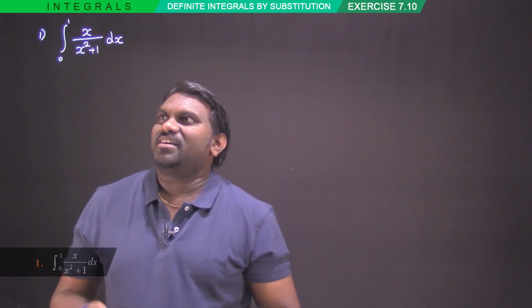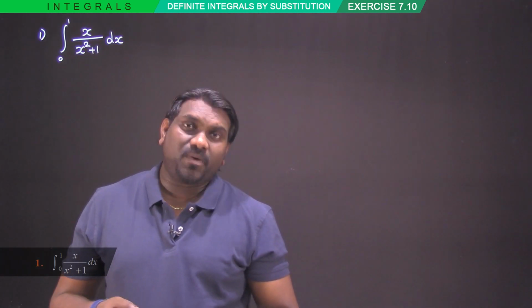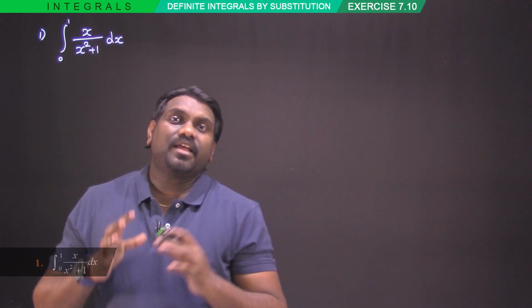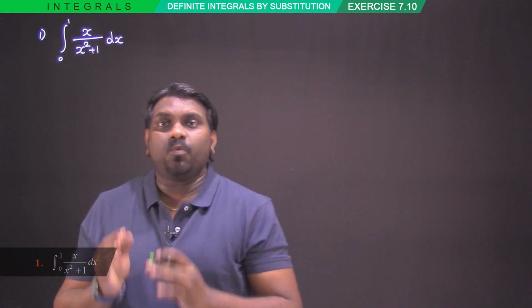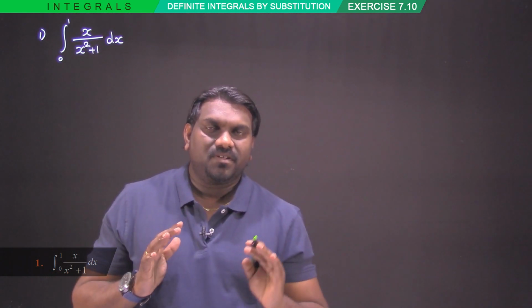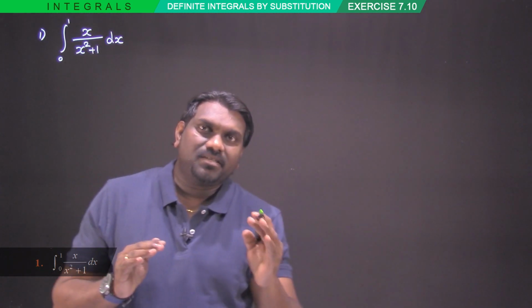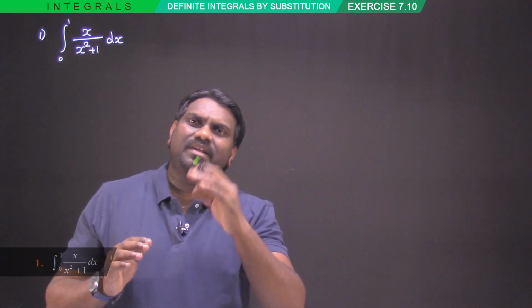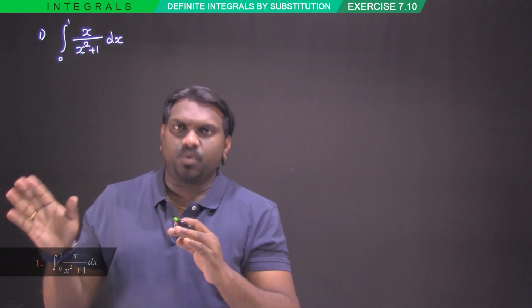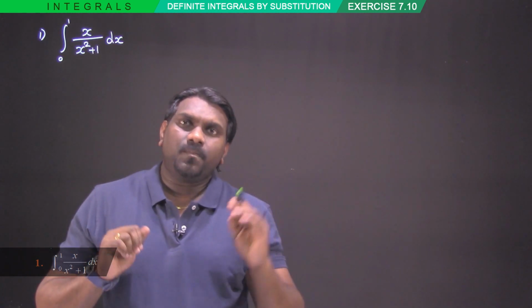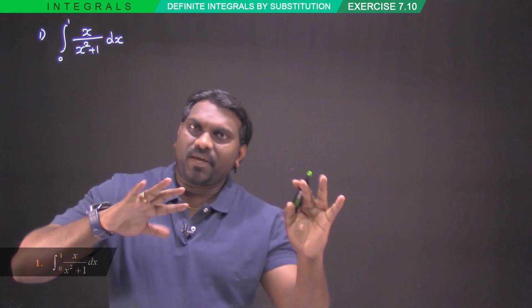On the first question, integral from 0 to 1 of x by x square plus 1 dx, dear. So when you get a question like this, you need to know where to substitute first of all. Then when you substitute, what is going to be the limit, that you need to know. Okay, that you will get an idea when I start to do it, dear. And I will just show you the other way around also.